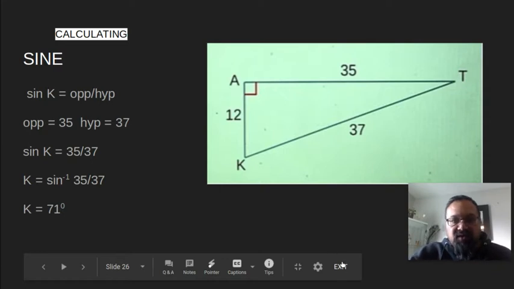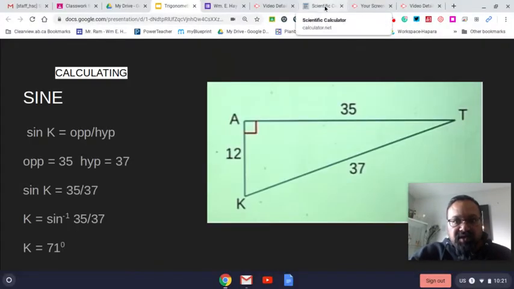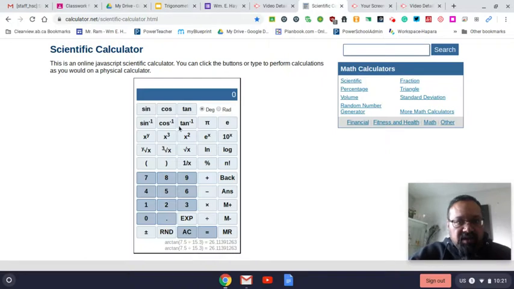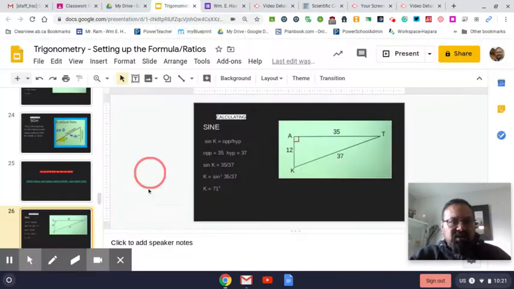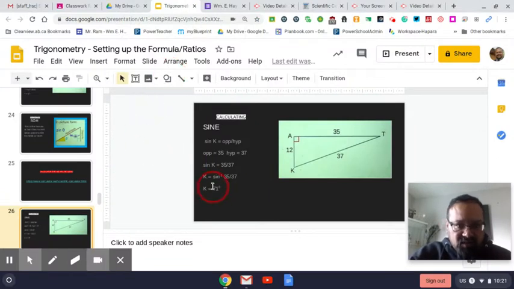So if we go to the calculator, press this button here first. The sine negative 1 of 35 divided by 37. Okay, it's come up with the answer for us, 71.0. Let's just go back to the original slide, make sure it is. Well, yeah, if you take a look right here, k is 71.